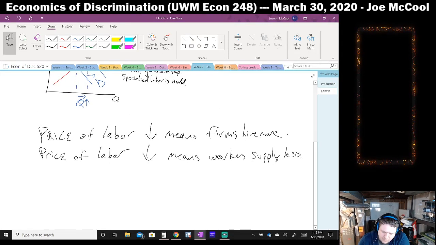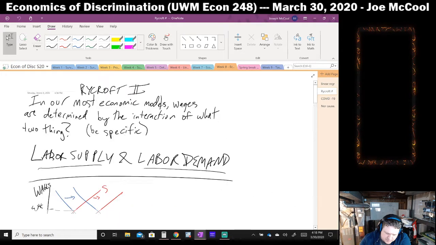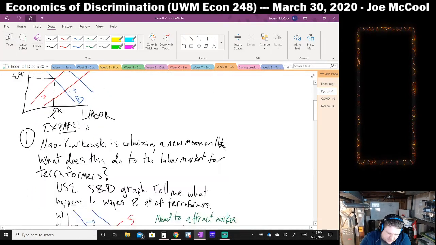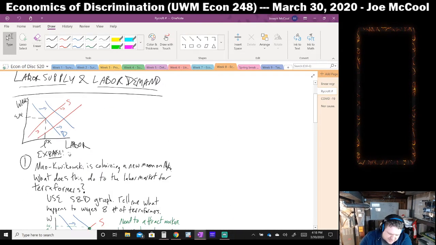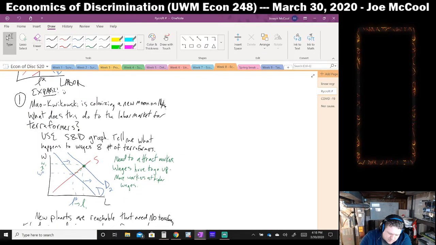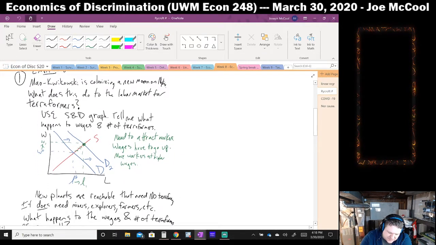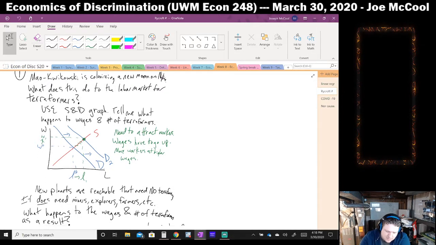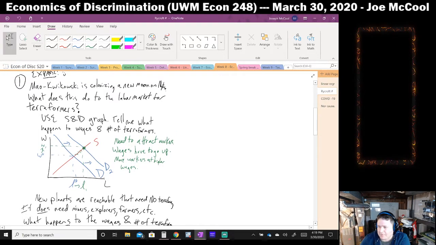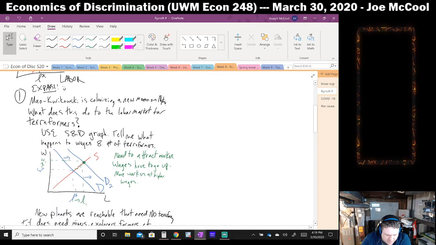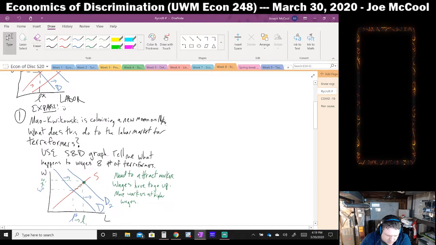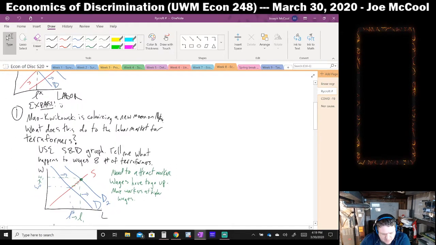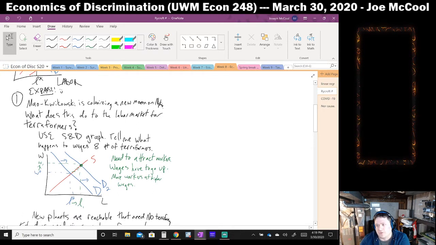Now, one more thing, and I don't believe that we talked about this. Oh yeah, here we are, back at what we were discussing before. So we had this example that we used before where we had these shifting supply and demand curves. So recall that things that will shift the demand curve would be like in this example from The Expanse, where we had Mao Kwiatkowski colonizing a new moon on Neptune. What does this do to the labor market for terraformers?